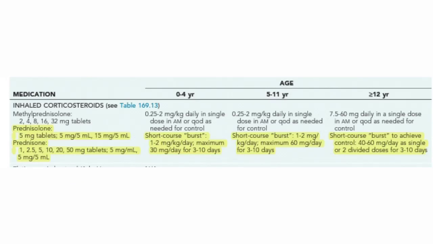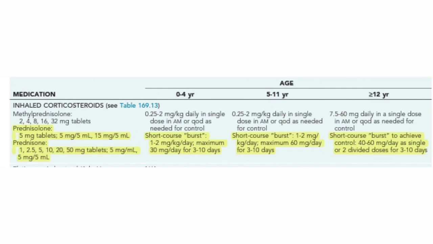What dose of prednisolone should be given? It is as per age: 0 to 4 years, 5 to 11 years, and more than 12 years. Prednisolone is given as a short course. In 0 to 4 years, it is given as 1 to 2 mg per kg per day. Maximum dose is 30 mg for a period of 3 to 10 days.